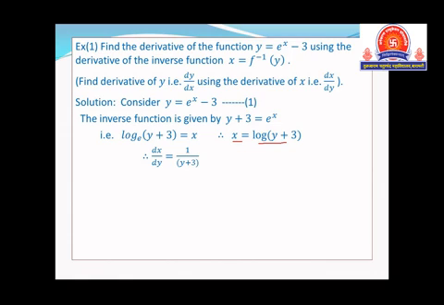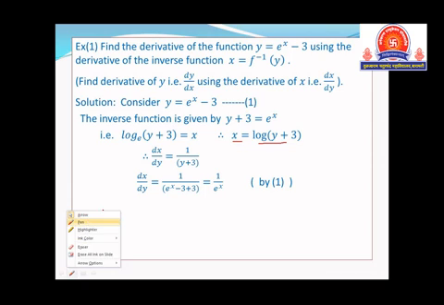Okay, so next dx by dy. आता पहा इक्वेशन 1 जर पाहिला आपण, हा y 1 upon y plus 3 आलाय dx by dy. पण इक्वेशन 1 वरून आपल्याला माहिती आहे y is nothing but e raised to x minus 3. So put in place of y here e raised to x minus 3. So what it gives? 3 minus 3 and plus 3 gets cancelled. So it gives 1 upon e raised to x. So dx by dy is nothing but 1 upon e raised to x.